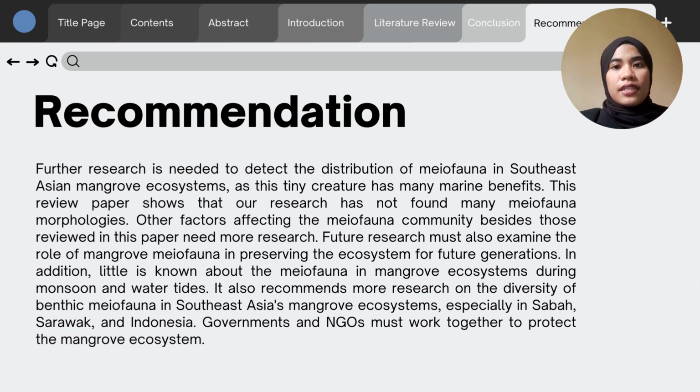Other factors affecting the meiofauna community need research. Future research must examine the role of mangrove meiofauna in preserving their ecosystem. Little is known about mangrove meiofauna during monsoons and tides. It recommends more research on Southeast Asia's mangrove ecosystem, especially in Sabah, Sarawak, and Indonesia.